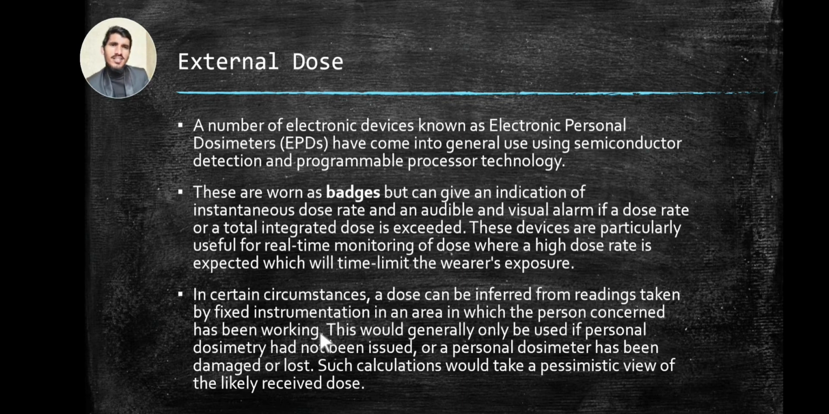In certain circumstances, a dose can be inferred from readings taken by fixed instrumentation. The area where the person is working, that institution, will also have some fixed instrumentation that will measure the radiation dose emitted. This fixed instrumentation is usually used in areas where there are no personal dosimeters. If a person does not have a personal dosimeter, then he can regularly check the fixed instrumentation for the radiation dose. Such a calculation would take a pessimistic view of the likely received dose. So we can calculate the received dose through this.